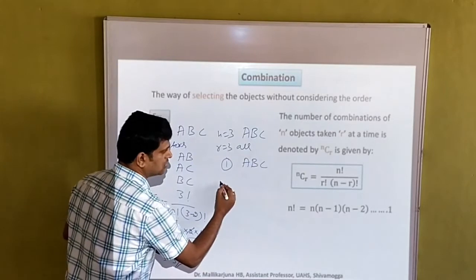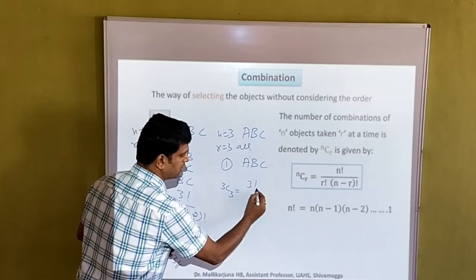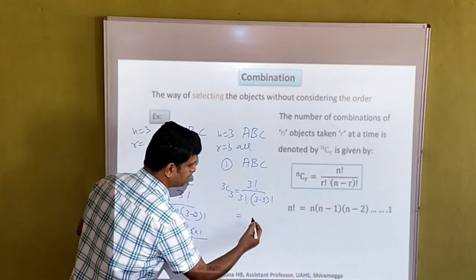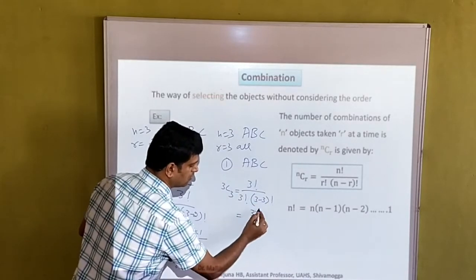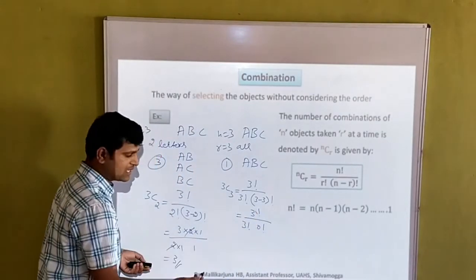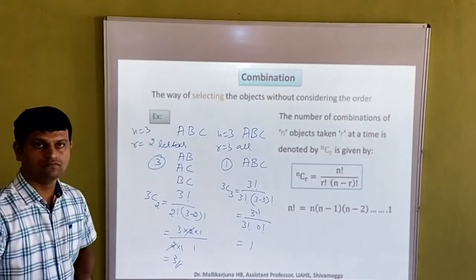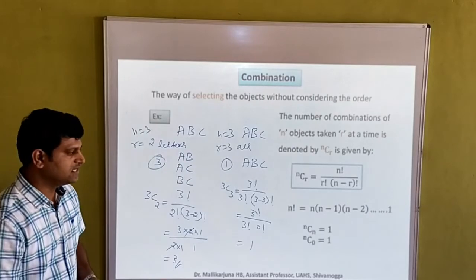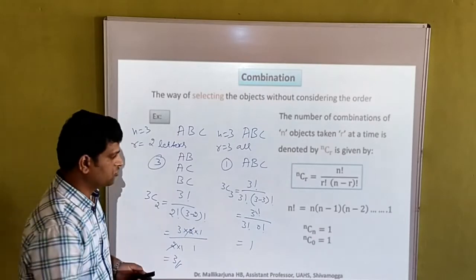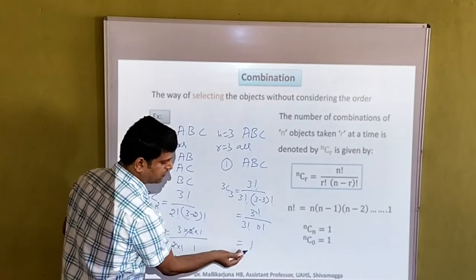And here, n is 3, r is 3. 3C3 is equal to 3 factorial divided by 3 factorial times (3 minus 3) factorial. So 3 factorial divided by 3 factorial times 0 factorial. 3 factorial will get cancelled, 0 factorial is 1. So 3C3 is 1. So here nCn is equal to 1, that's a property. nC0 is equal to 1. 3C3 is nothing but nCn, so we get 1.